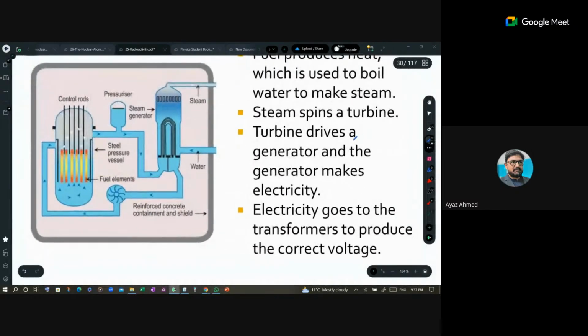Okay, here is the nuclear reactor diagram, right? What happens, these are the fuel elements, I mean the uranium rods. Uranium is not just sprayed over there, it is placed in the form of rods. Then the steel pressure vessel, because a huge pressure is over there.